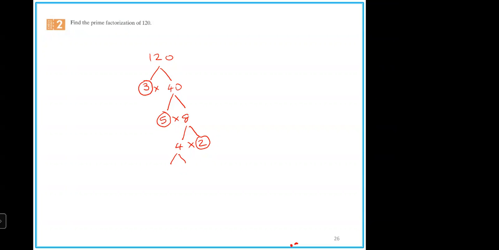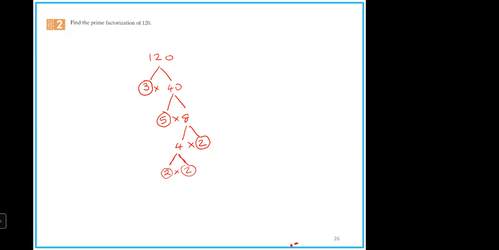Two into four. What two numbers multiply to give me 4? 2 times 2. We already have a 2 there, and 2 times 2 is 4. Okay, any prime numbers there? Only 2, 2 and 2. So we can't go any further.